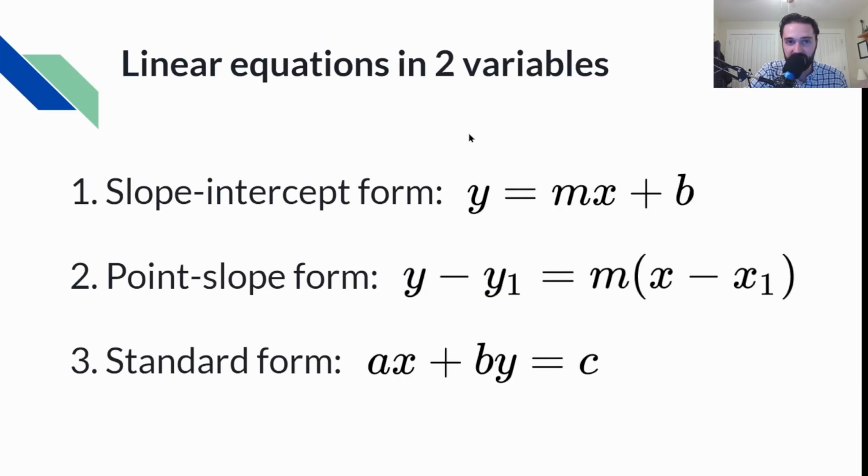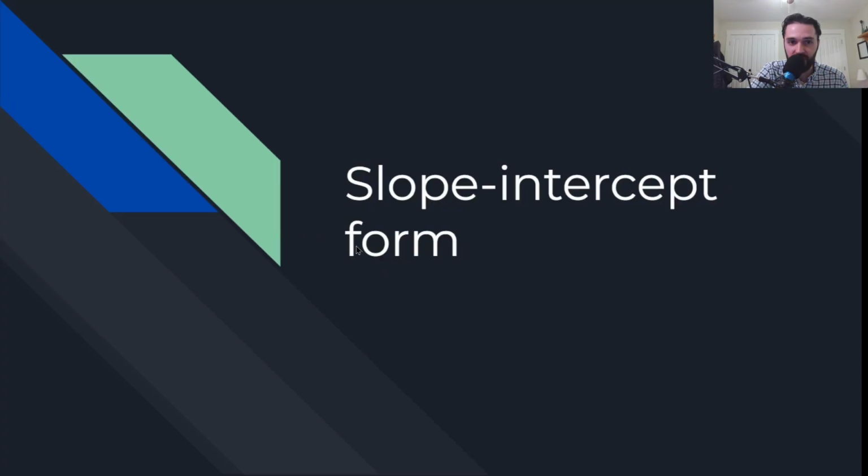Okay, next let's move to linear equations in two variables. These are equations of lines. There are three different forms that we need to talk about. Let's start with the first, slope-intercept form.